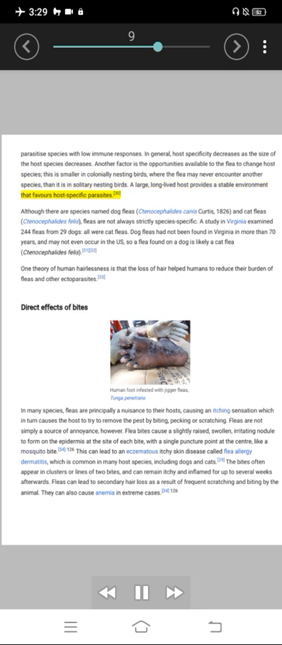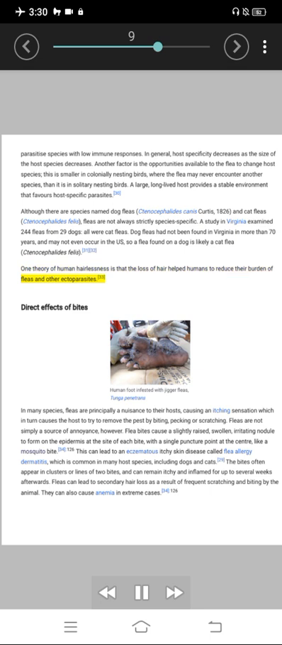Although there are species named dog fleas, Ctenocephalides canis (Curtis, 1826), and cat fleas, Ctenocephalides felis, fleas are not always strictly species-specific. A study in Virginia examined 244 fleas from 29 dogs; all were cat fleas. Dog fleas had not been found in Virginia in more than 70 years, and may not even occur in the U.S., so a flea found on a dog is likely a cat flea, Ctenocephalides felis. One theory of human hairlessness is that the loss of hair helped humans to reduce their burden of fleas and other ectoparasites.